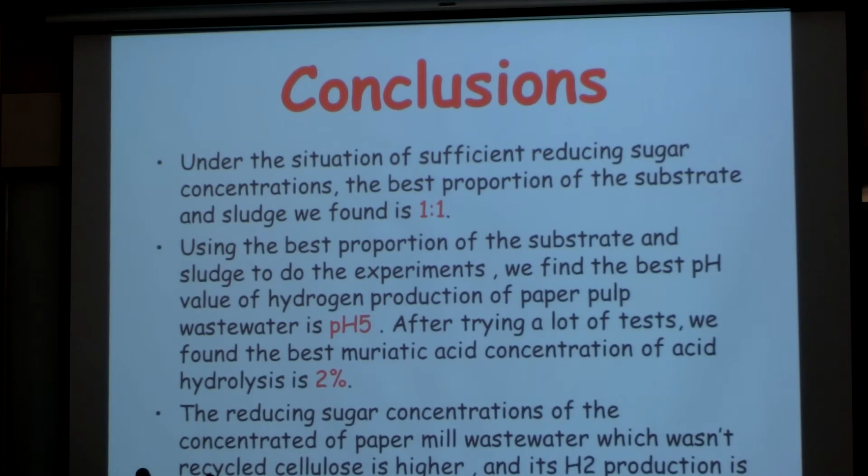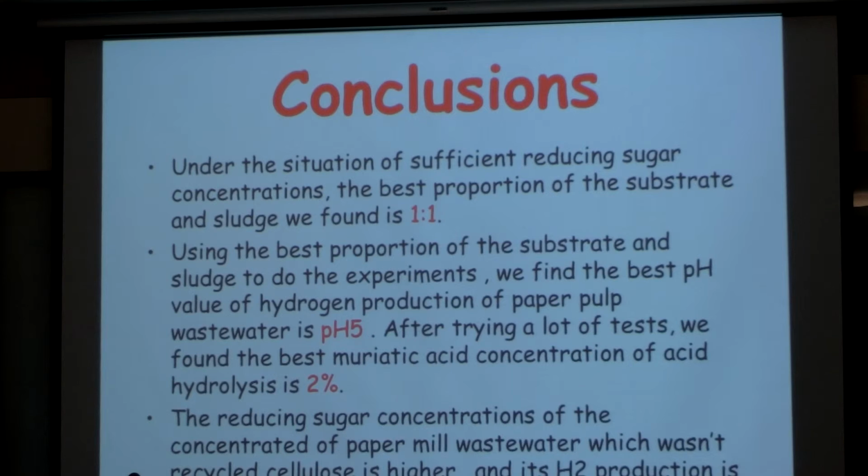Conclusion. The best proportion of the substrate and sludge we found is 1:1. The best pH value of hydrogen production of paper mill wastewater is pH 5. The best hydrochloric acid concentration of acid hydrolysis is 2%. The reducing sugar concentration of the concentrated paper mill wastewater which wasn't recycled cellulose is higher, and its hydrogen production is also much higher.